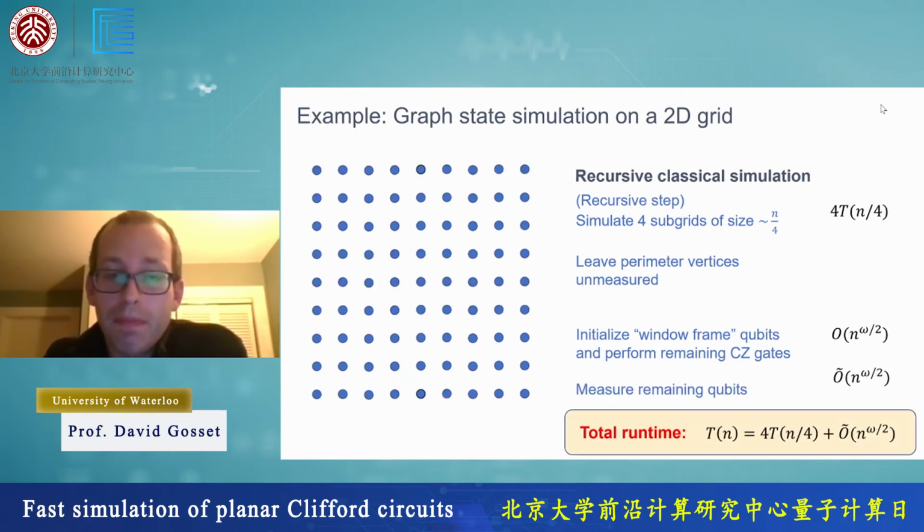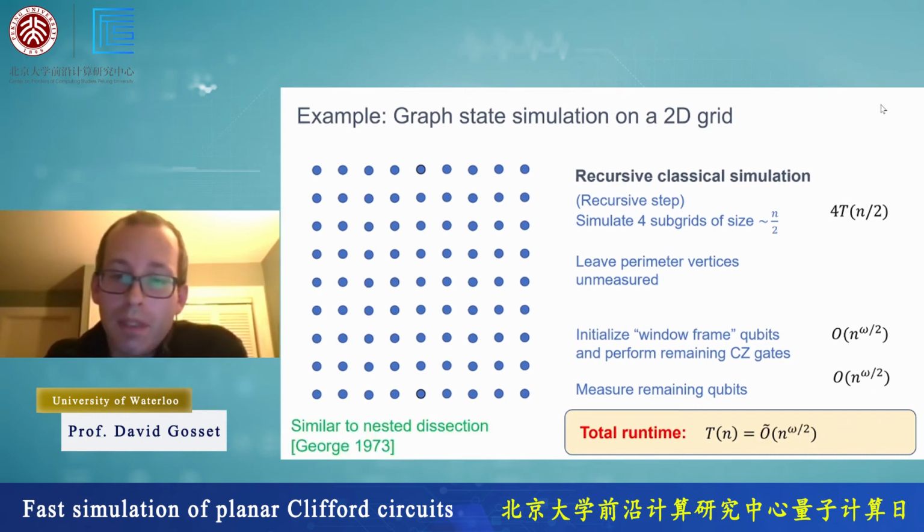So we get a recursion for the runtime, which says that the runtime of simulating n qubits is 4 times the cost of simulating n over 4 plus this n to the omega over 2 term. And if you solve this recursion, you get that the n to the omega over 2 term dominates, and the total runtime is in fact asymptotically, up to log factors, n to the omega over 2.